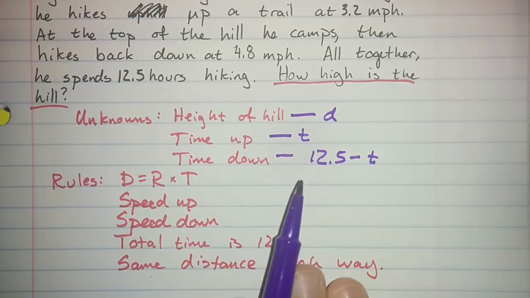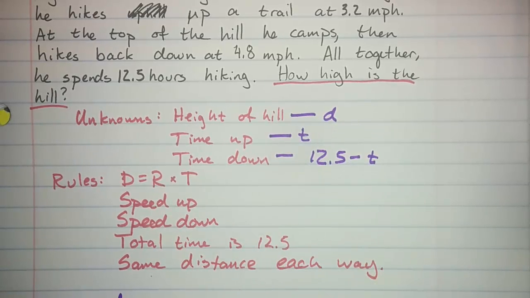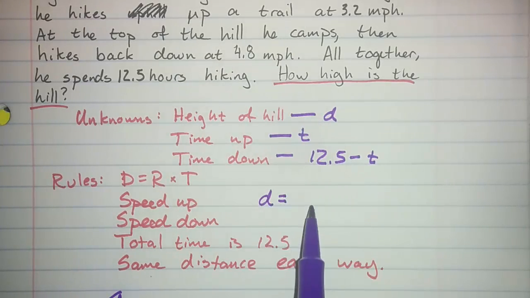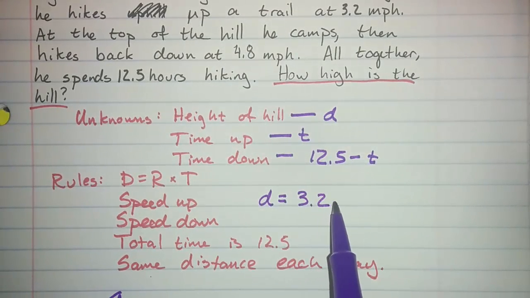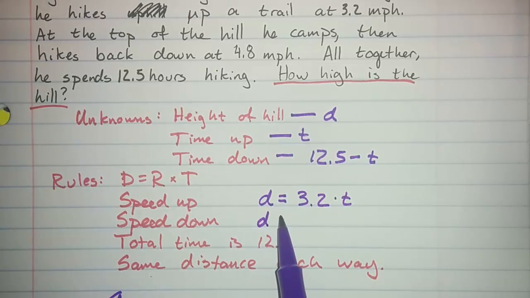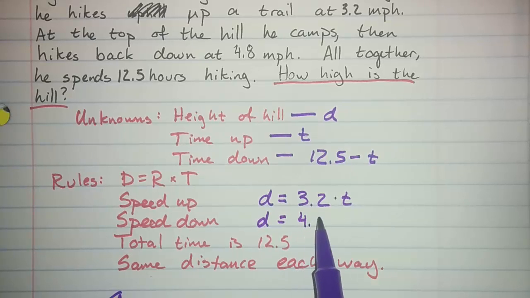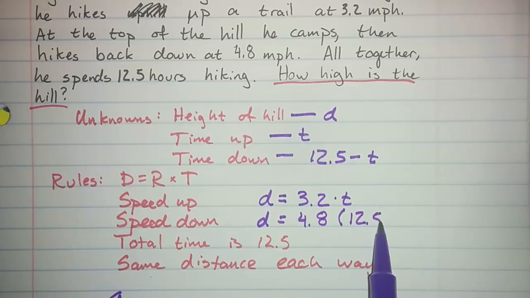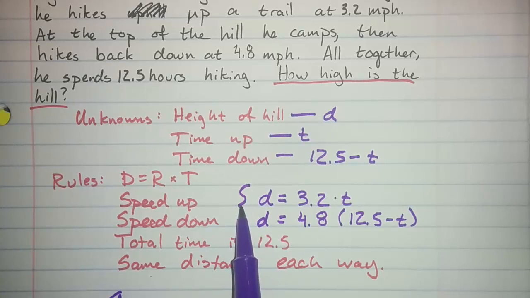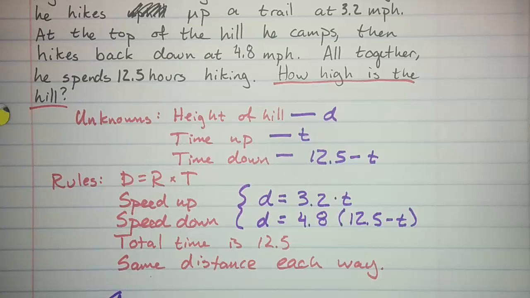All right, so the distance he went up is his speed going up, 3.2, times his time going up. The distance he went down is his speed going down times his time going down. So this is our system. We can solve this to answer the question. We're now prepared to solve. Why don't you pause the video and try solving this system?